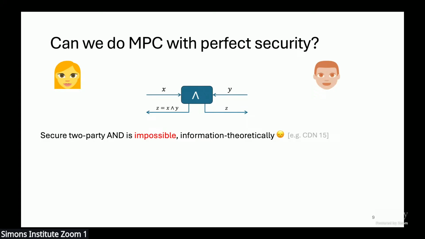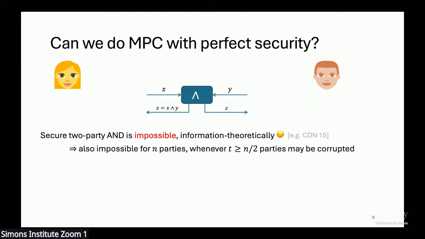I think there are many proofs of this result. I think the one I like the most is in this textbook by Cramer, Damgård, and Nielsen on secure multi-party computation. I can recommend taking a look at that if you want to dive deeper. But for now, I'll just note that this quite easily generalizes to any number of parties, as long as at least n over 2 of the parties can be corrupted.